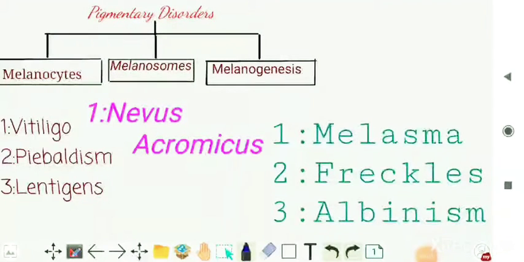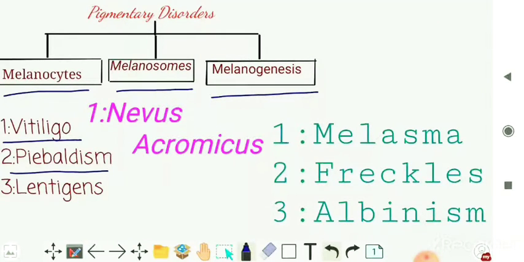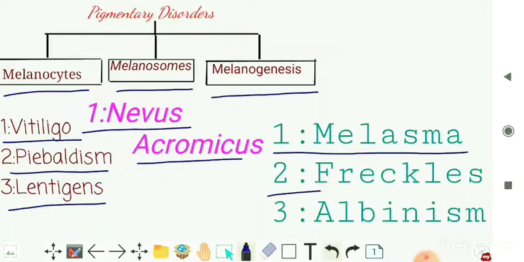Let's talk about the basics of pigmentary disorders. The pigmentary disorders can be due to defect of melanocytes, melanosomes, or melanogenesis. The defects of melanocytes include vitiligo, piebaldism, and lentigines. And the defect of melanosomes is nevus achromicus, which is also known as nevus depigmentosus. And the defects in melanogenesis are melasma, freckles, and albinism.